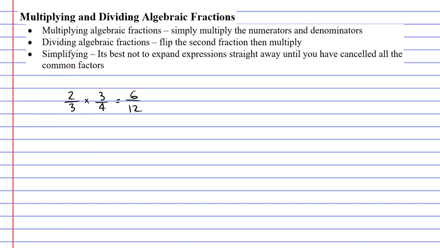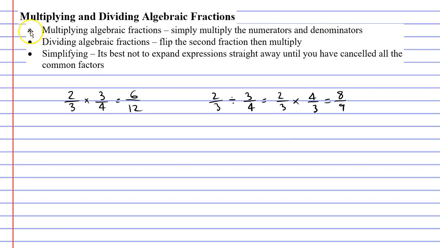Dividing is also easy. Let's say I had 2/3 divided by 3/4 this time. The only thing that changes is you flip the second fraction. So we're going to keep 2/3 as 2/3, and we're going to change the 3/4 to 4/3. So we've flipped the second fraction, and we're going to change the divide to times. And now we can multiply it. 2 times 4 is 8, and 3 times 3 is 9.